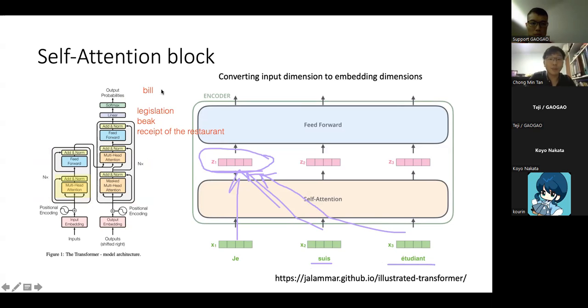And so maybe for bill, the original embedding might be more like legislation, but if we take into account, oh, the bill was very expensive, then with the word expensive, it might slowly shift this meaning to receipt. If you get what I mean, it's a slow shift of embedding space. For example, the embedding was initially here, bill was initially here, and then maybe the word receipt is here.